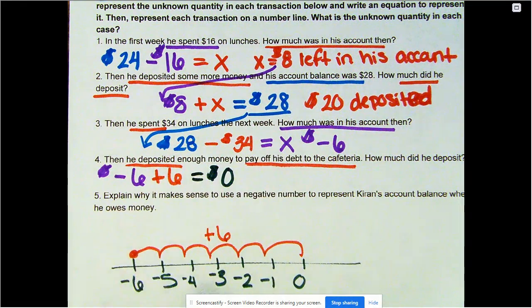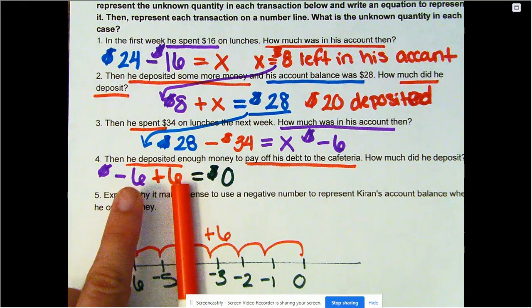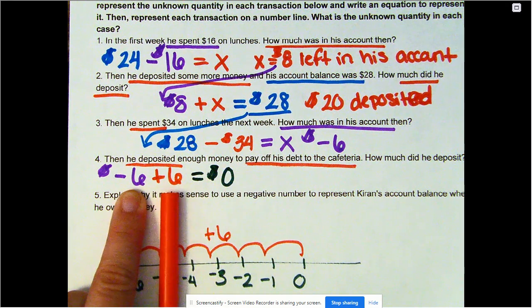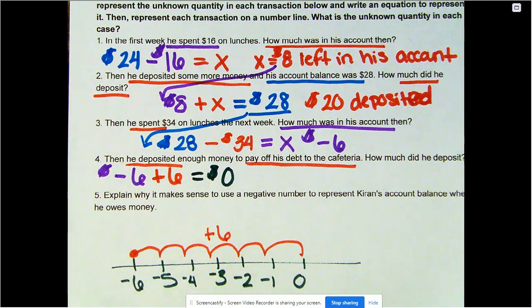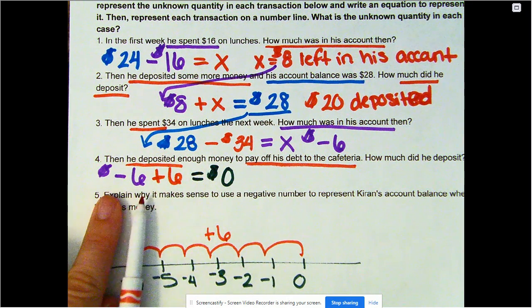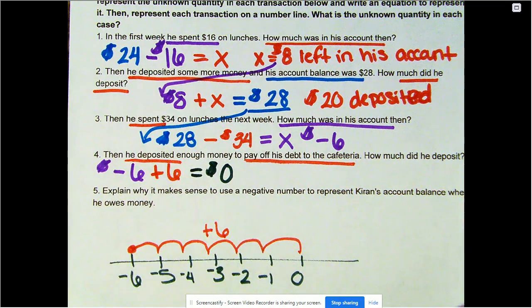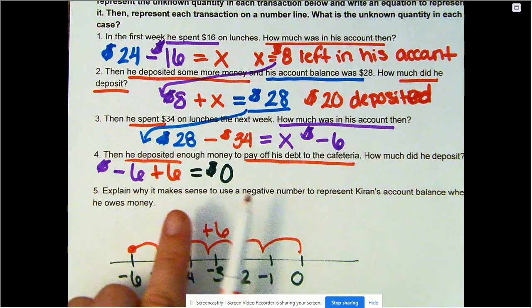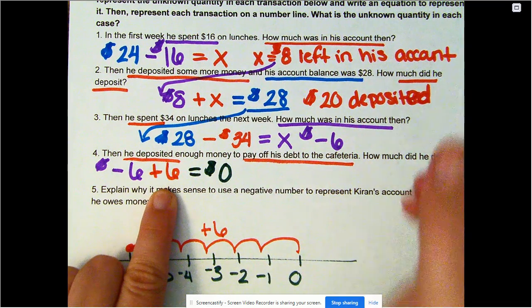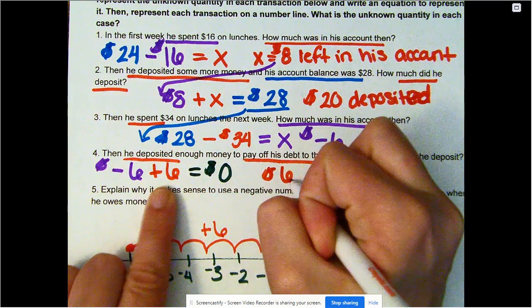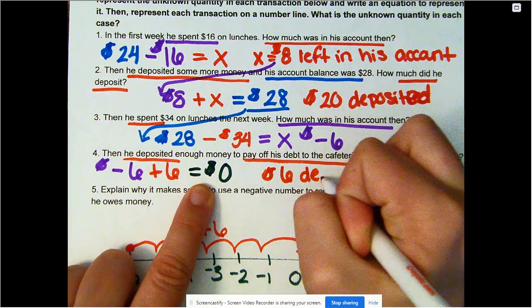Notice that there are opposites. A -6 and a +6 are opposite of each other. We're going to get into that more tomorrow, but this is a good lead way into tomorrow's lesson. -6 plus 6, you're getting yourself out of debt. I could have also done a vertical number line to represent that. So anyway, he has to pay them $6. How much did he deposit? He had to deposit $6 to break even to his $0.